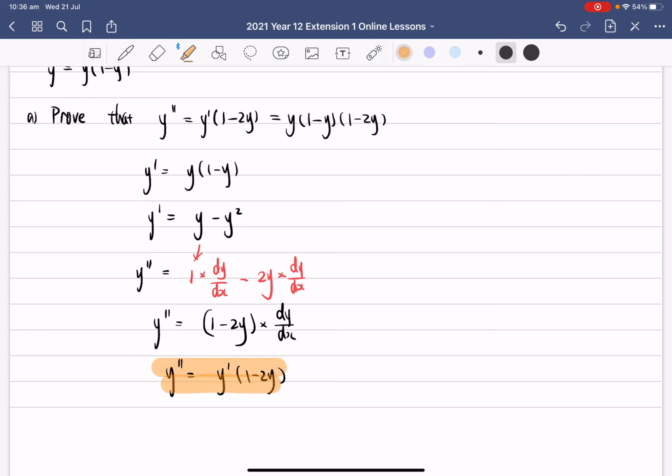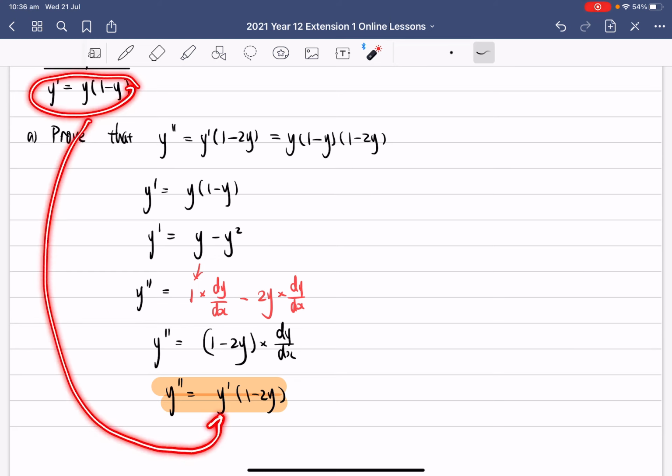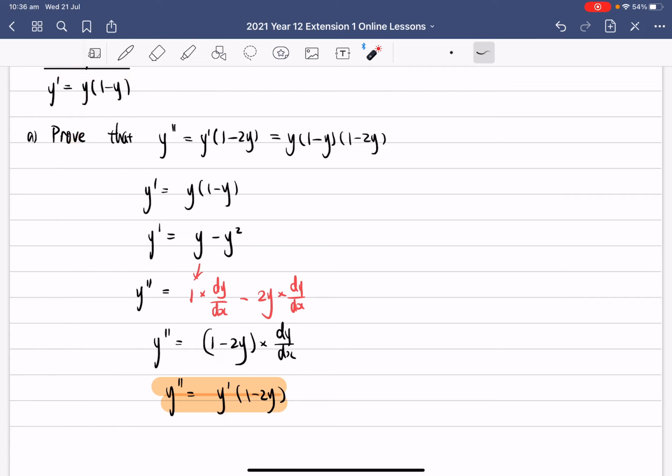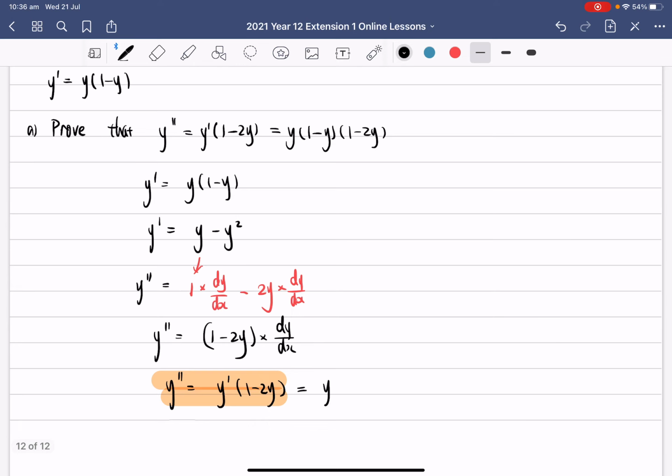Okay, that is just the first part of the solution we need. Once you get the first part of the solution, the second part is extremely easy. We know what y dash equals. As you can see, y dash is equal to that. We can replace that y dash with the expression here. So therefore, y double dash is also equal to, I'll probably just write horizontally, like what the question is asking, is also equal to, replace the y dash, y times 1 minus y, and then 1 minus 2y. Now remember that y times 1 minus y is y dash. Okay, that's all. So that's just the first part of the question.